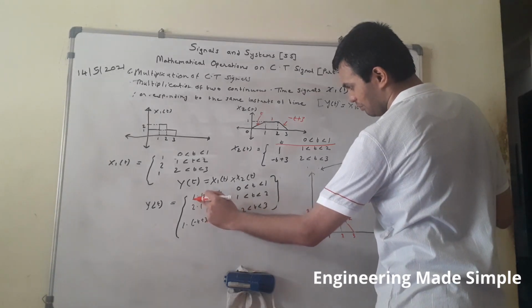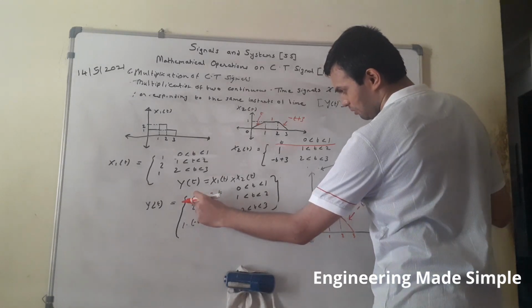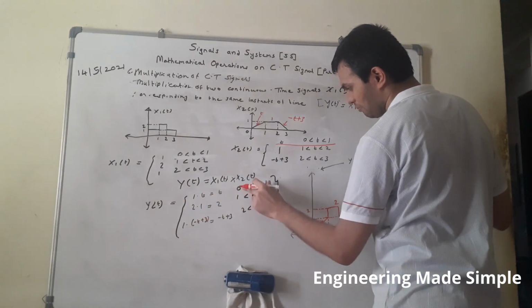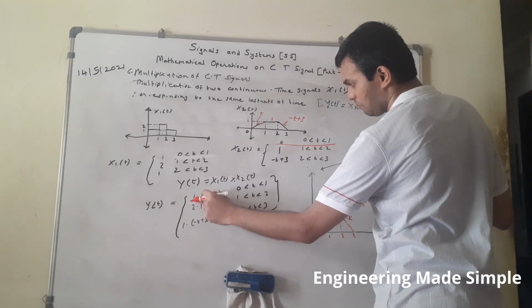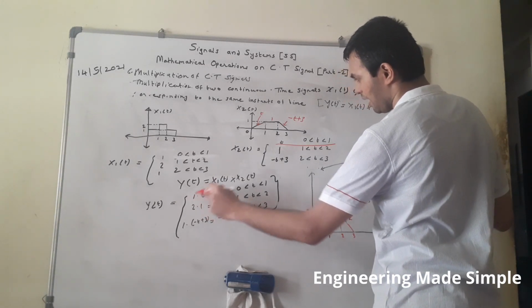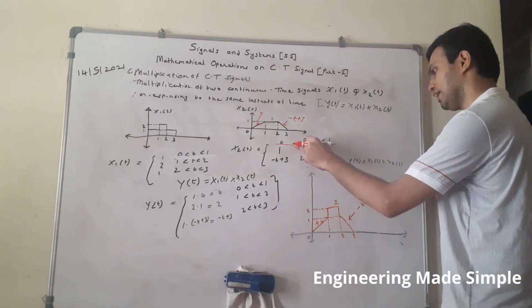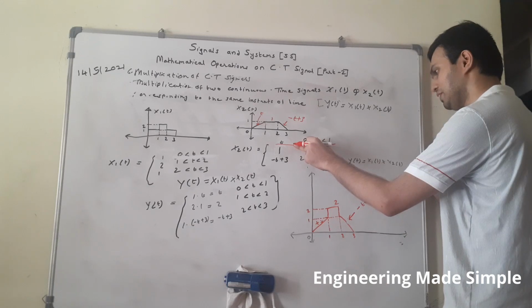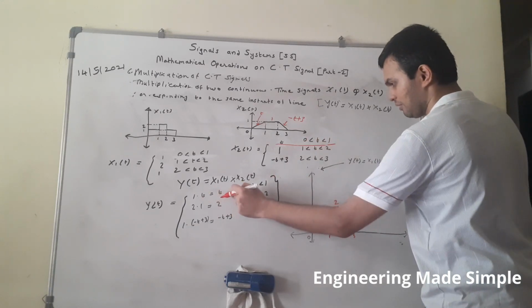Y of t, which is the multiplication of x1t into x2t, will be nothing but the multiplication of their amplitude values corresponding to the same time interval. So what is the value of x1t between t equal to 0 to 1? It is 1. And what is the amplitude value of x2t between t equal to 0 to t equal to 1? It is t. So 1 into t is nothing but t.